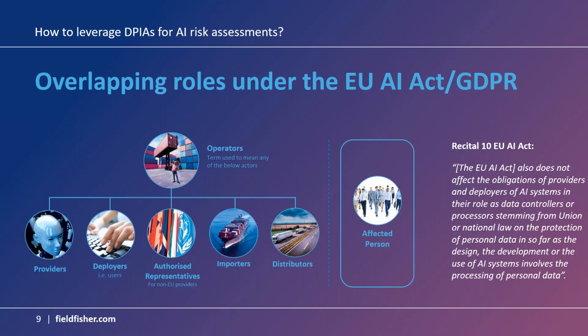A deployer is essentially the person or the body that's using an AI system. And then an authorized representative means a natural or legal person that's located or established in the EU who's received and accepted a written mandate from a provider of an AI system or a provider of a general purpose AI model to perform and carry out on its behalf the relevant obligations under the Act.